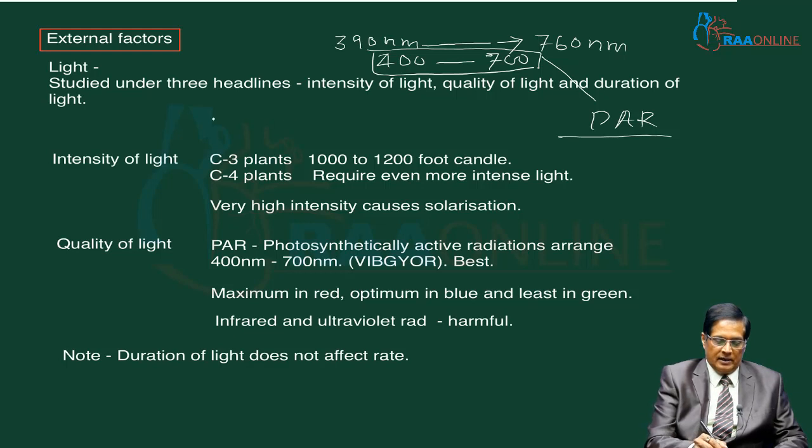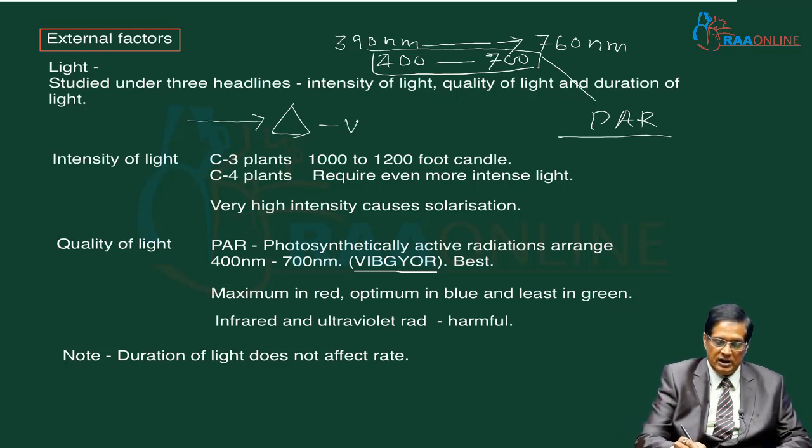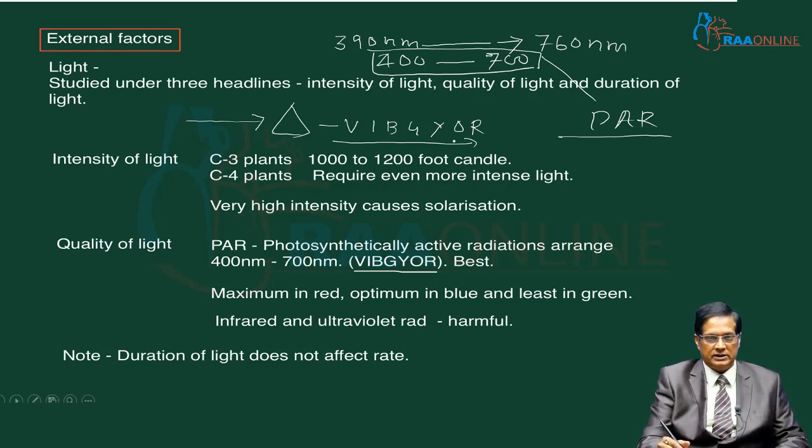And if this light is passed through the prism, it divides into its components, that is VIBGYOR: violet, indigo, blue, green, yellow, orange, red, according to increasing wavelength. V, I, B, G, Y, O, R. Light comprises the 7 colors. This is increasing wavelength.